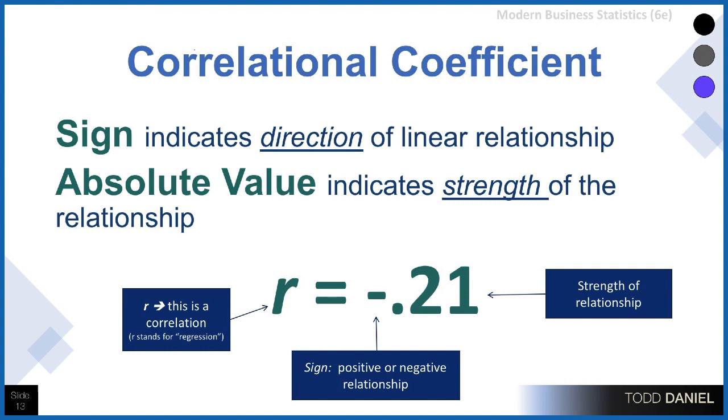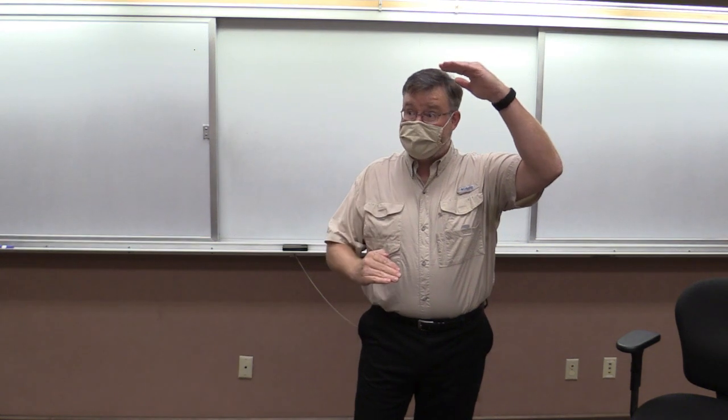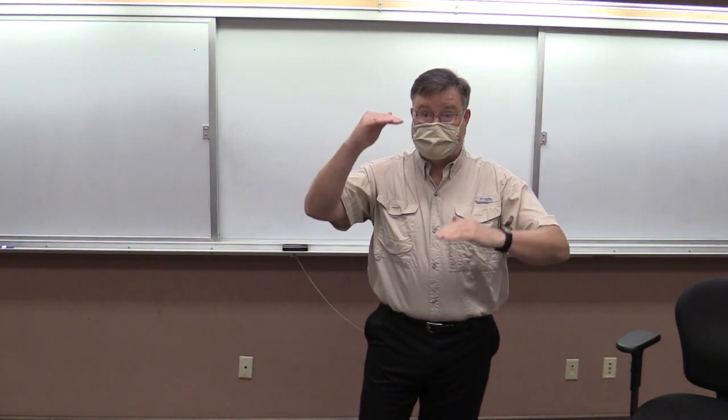The positive or negative sign tells us the direction of the linear relationship. If it is positive, those two vary together. As one goes up, the other goes up; as one goes down, the other goes down. They are positively related. If it's a negative sign, then one goes up, the other goes down, and vice versa. You're moving opposite of one another. So the sign indicates the direction of the linear relationship.